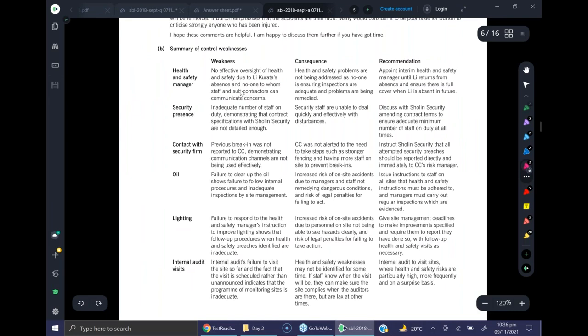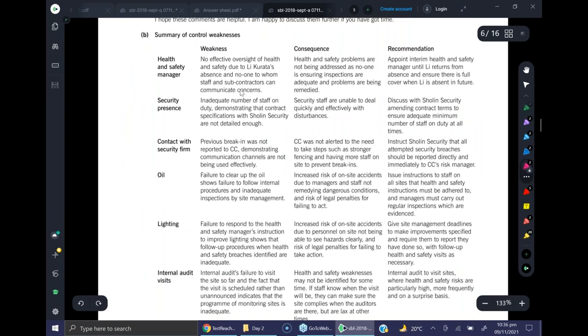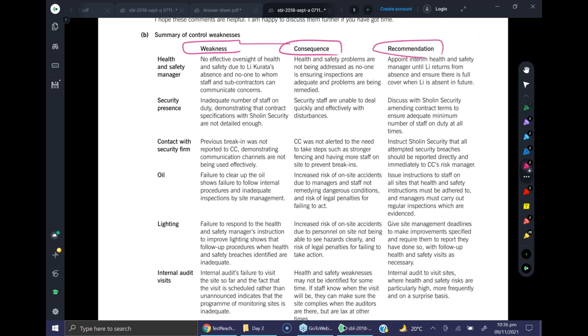The summary of control weakness. This is the actual examiner's answer. There are 3 columns: weakness, the consequence of the weakness, and recommendation. You can see that the examiner has not written long paragraphs. Very quick answers.